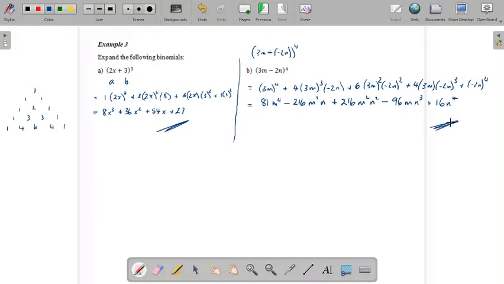And that's that expanded. So that's how the binomial theorem works. So study that again, watch it again if you need to. Ask me any questions, I can clarify that.